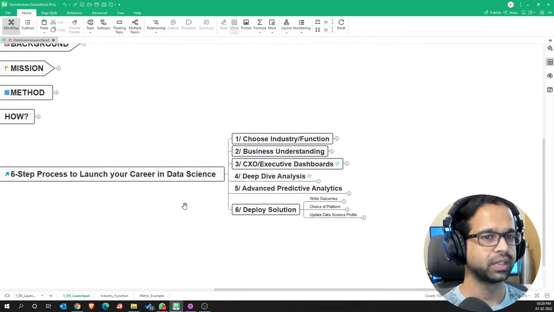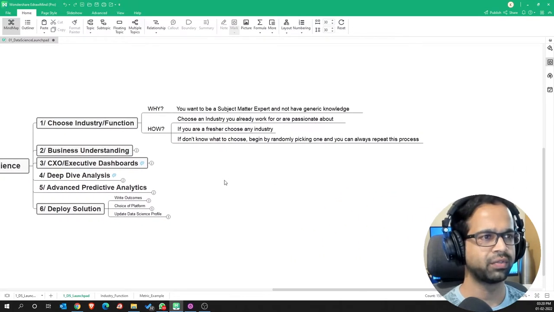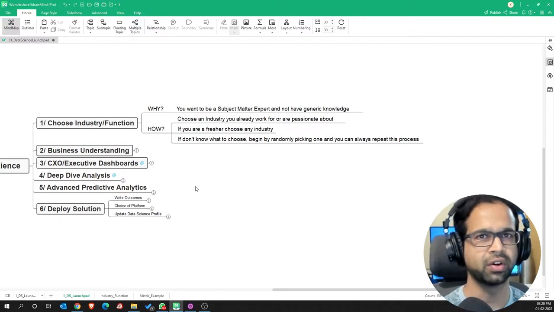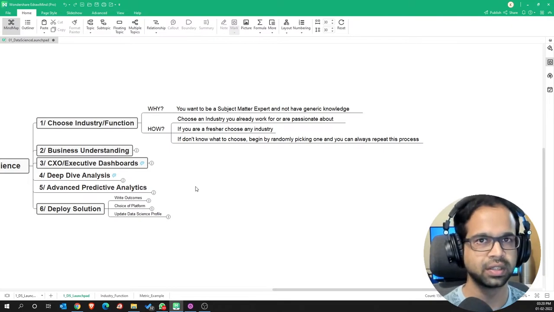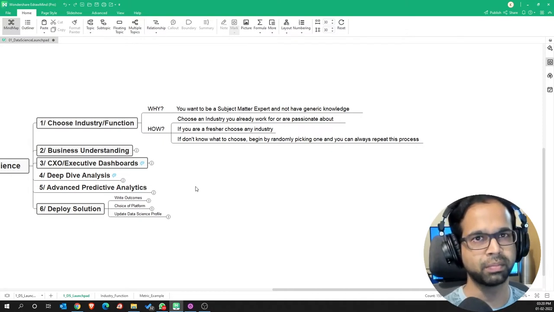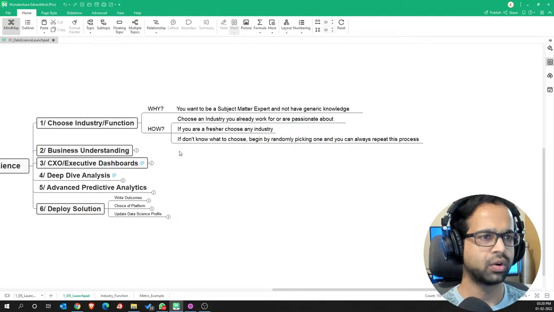So we're going to start with the first step, that is choosing an industry or function. Now, why does it matter? You want to be a subject matter expert and not have generic knowledge on a topic. When you talk to companies or business leaders or managers, they would definitely love a person who understands their business more deeply and is passionate about that particular domain or problem statement itself. That really starts your journey into another tangent where you become more of a subject matter expert and less generic.